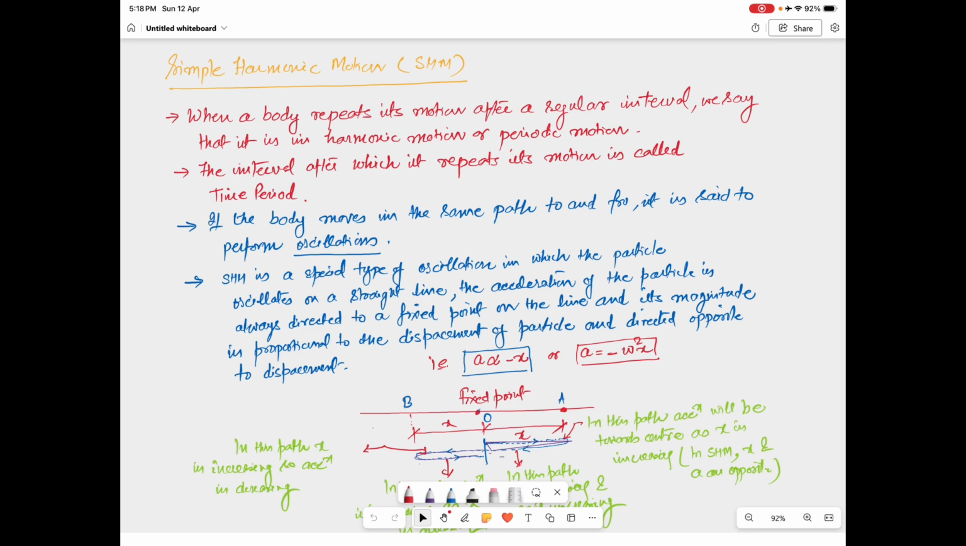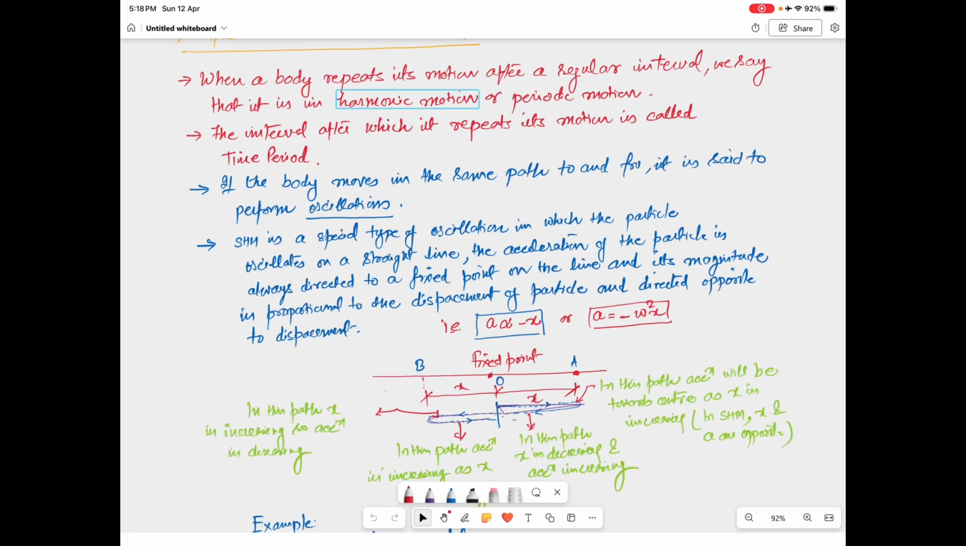Now the third part is, if the body moves in the same path to and fro, then it is said to perform oscillations. You would be knowing about the sine and the cos curves. I will discuss them when we go further into this. That is also oscillation, because there is a motion to and fro about a mean position.